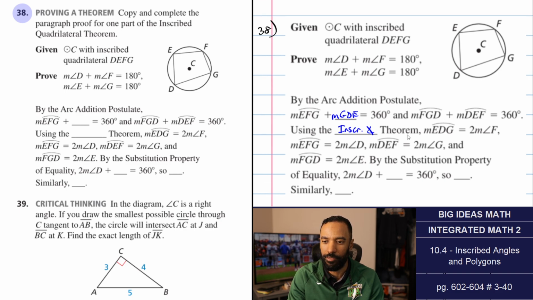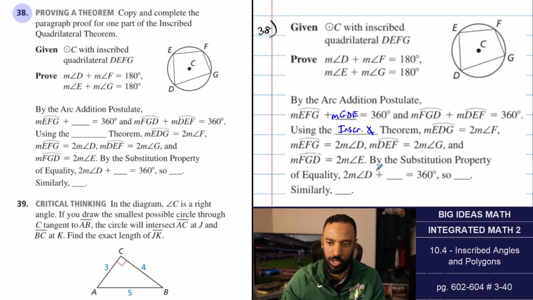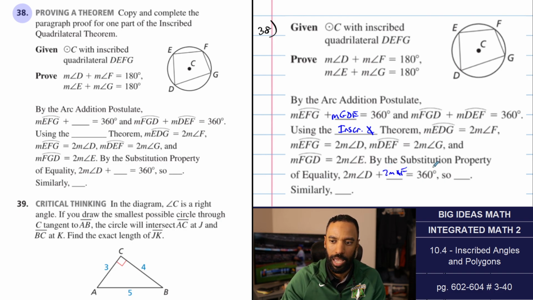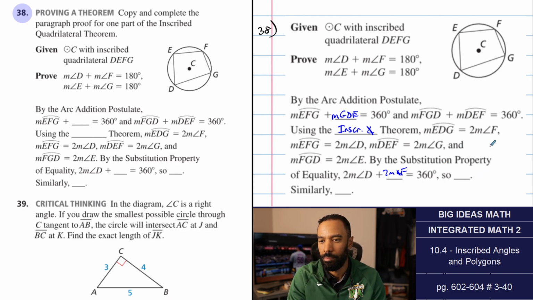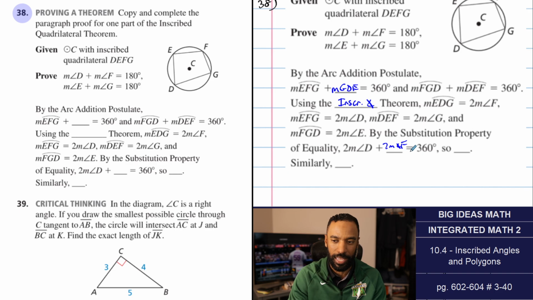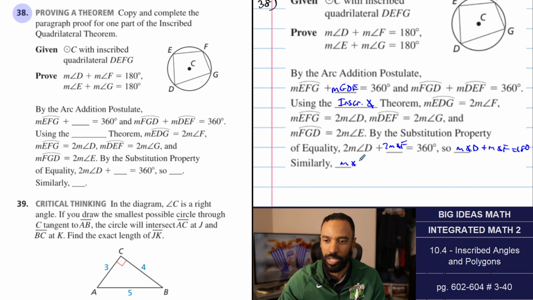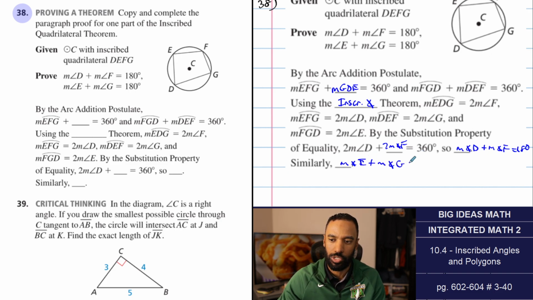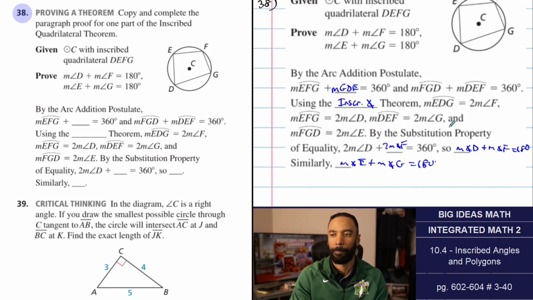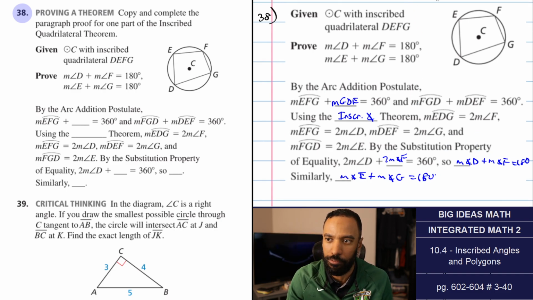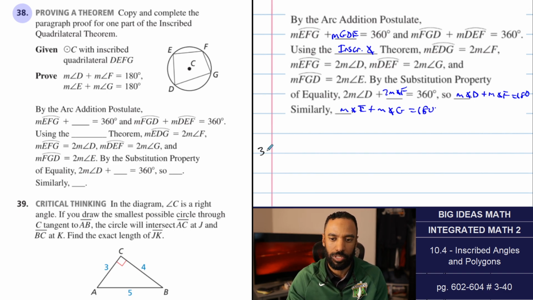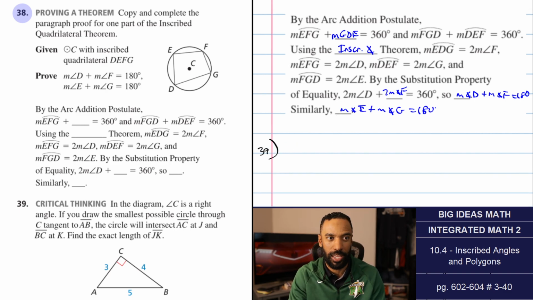By the substitution property of equality, two measure D's plus two measure F's should be 360. Those are the ones that are opposite each other. So if you divide everything by 2, then you get measure of angle D plus measure of angle F is 180. Similarly, we can do the same thing for the others. Measure of angle E plus measure of angle G also equals 180. You're dividing everything by 2 when you show that the full things add to 360 from those opposite angles, the intercepted arcs opposite those opposite angles.